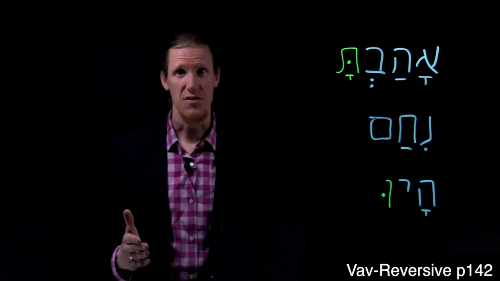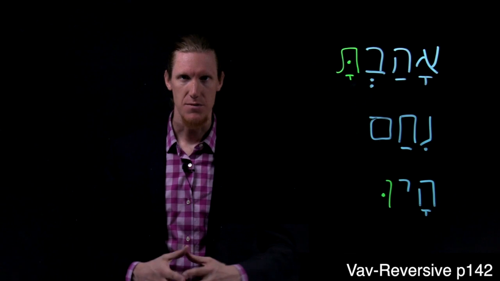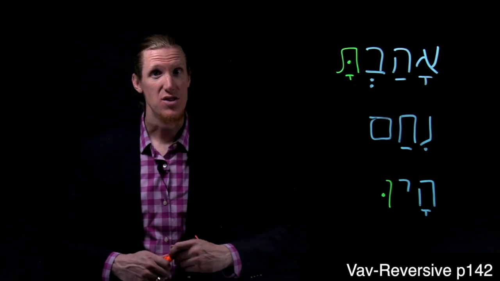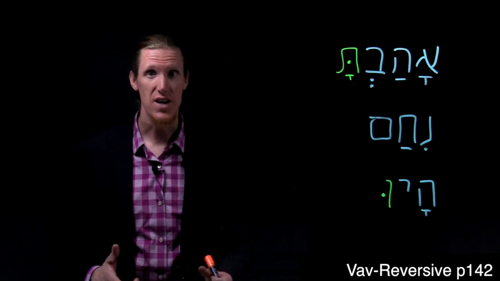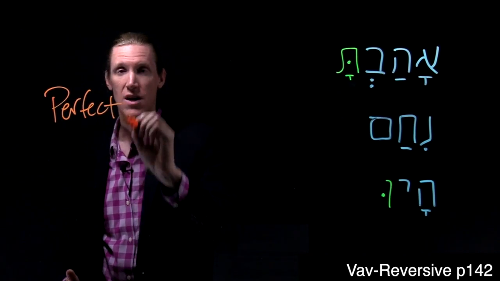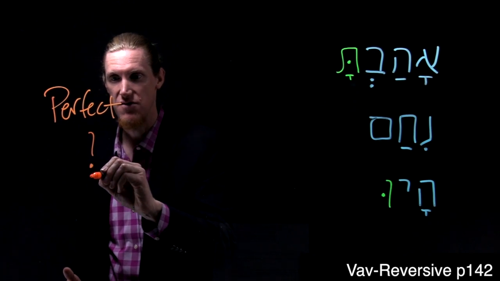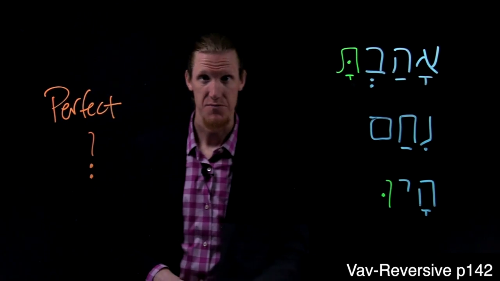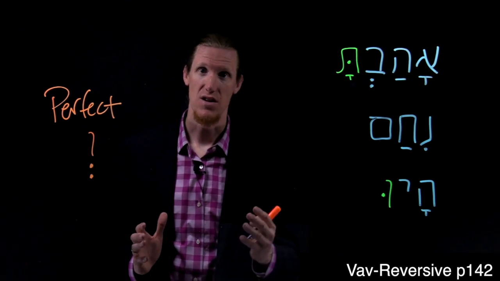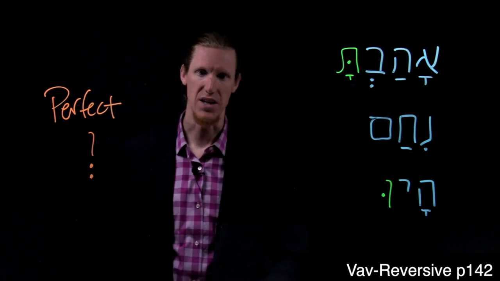The Vav-Reversive almost always is used in direct speech or in dialogue. As I said before, the Vav-Reversive is made from two things, from a perfect verb and attaching to that on the beginning just a simple Vav, a Vav followed by a Sheva. That's really all you get. Perfect verb with a simple Vav followed by a Sheva attached to the beginning.